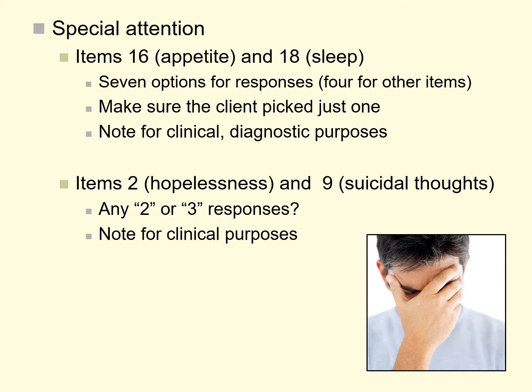You might also want to pay attention to item 2, which is hopelessness, and item 9, which is suicidal responses. Now, these items have high scores of 2 or 3. They go from 0, 1, 2, and 3, 4 possible responses. And if someone has answered in the 2 or 3 range on either of those items, you definitely want to make a note of it for clinical purposes. At the very least, you should follow up on indications of suicidal thoughts with a more thorough and more careful assessment of someone's level of suicidal threat or risk.